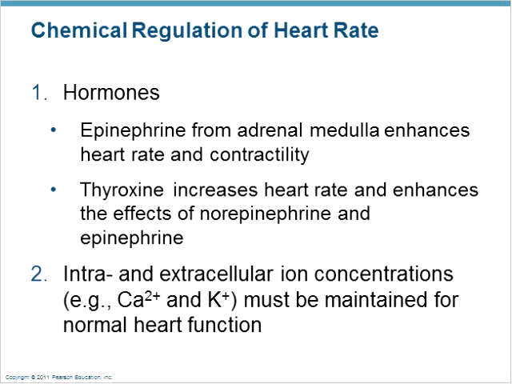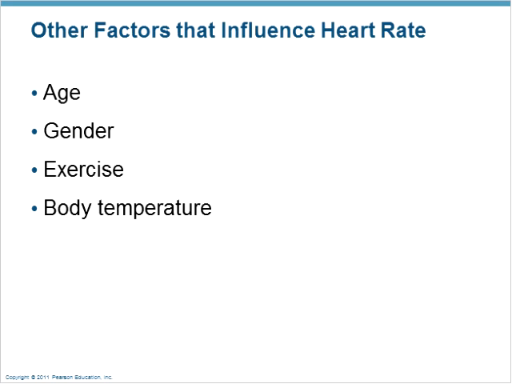Chemical regulation of the heart can be hormonal. Epinephrine from the adrenal medulla enhances heart rate and contractility. It enhances, facilitates, or exacerbates increases. Thyroxine increases heart rate and enhances the effect of norepinephrine and epinephrine. Intra- and extracellular ion concentrations, in other words calcium and potassium, must be maintained for normal heart function, because they must be normal. If you don't have enough calcium or potassium, heart function will change abruptly.